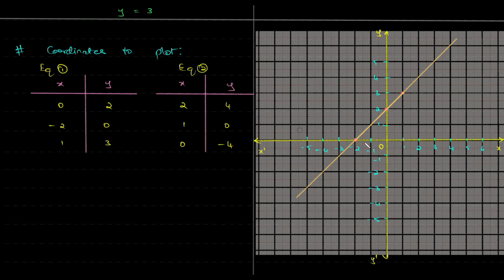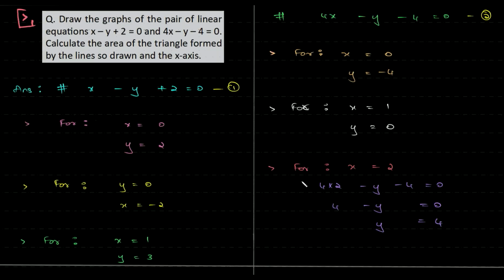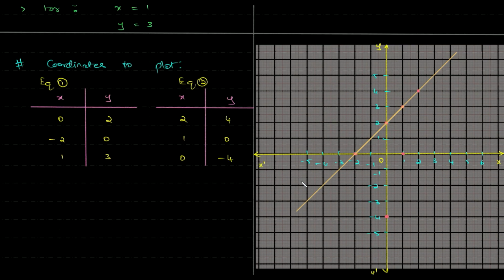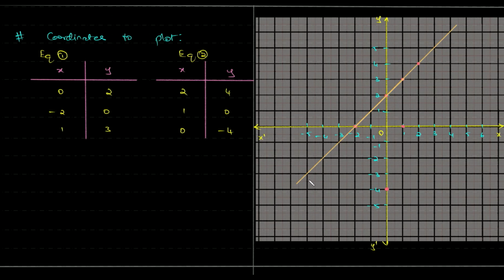Then we have 2 and 4, which is over there. 1 and 0 is to the right, 0 is that point itself, and 0 and minus 4. Okay. And now, this is equation 1, which is x minus y plus 2 is equal to 0. Okay, and now on to joining things.